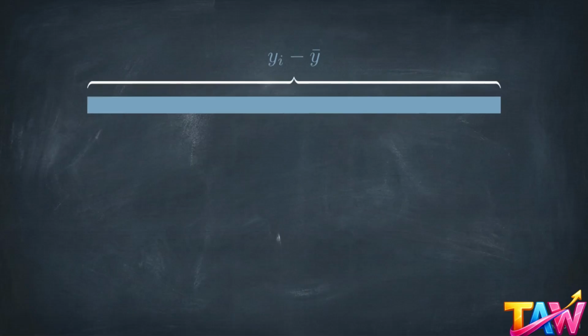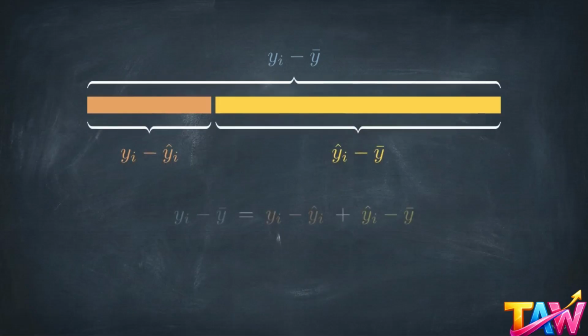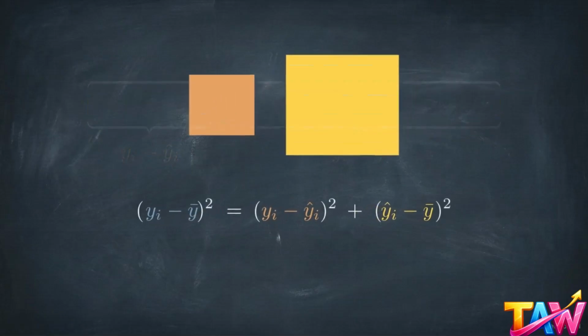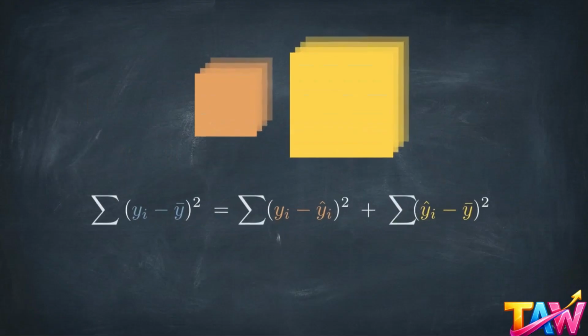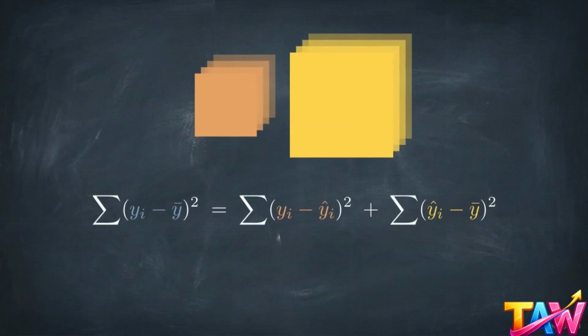This diagram shows the fundamental mathematical identity of regression. A single point's distance from the mean splits perfectly into what the model explains and the remaining error. Squaring both sides of this equation and summing over all points yields the core formula. Total sum of squares equals error sum of squares plus regression sum of squares.